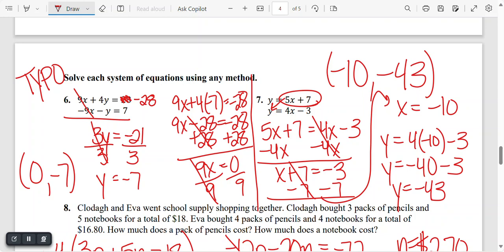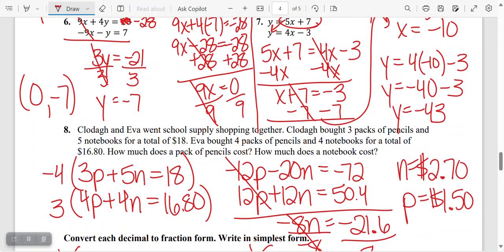Number 7, when you substitute, so we use substitution here, I substituted 5x plus 7 into the y of the second equation. I solved for x and got -10. And then when you plug -10 in, remember you can use the first or the second equation. I got y equals -43, so the answer is -10, -43.